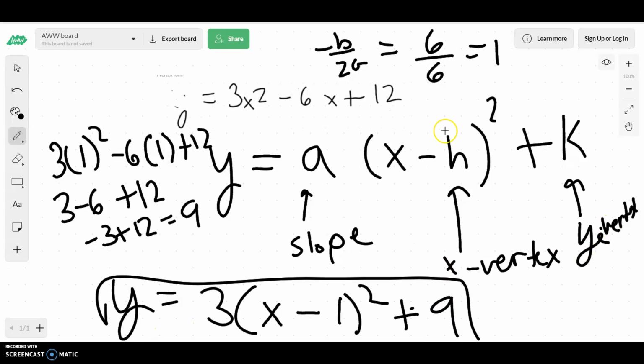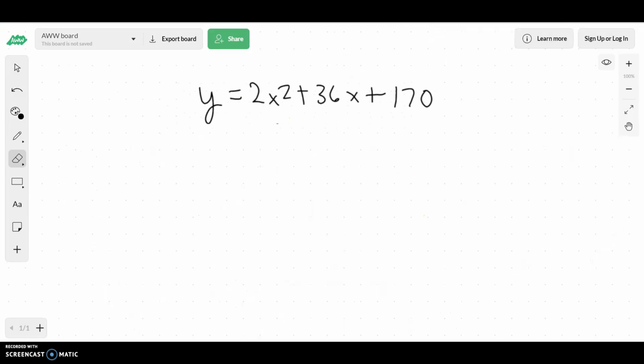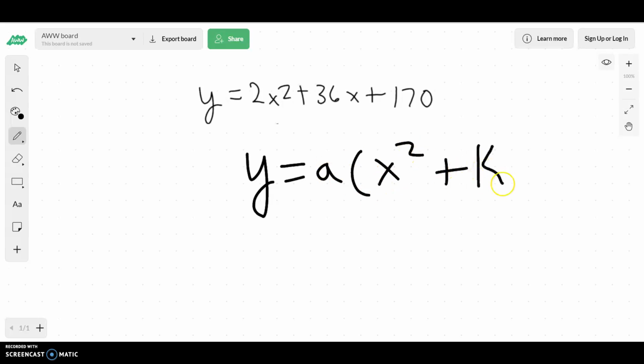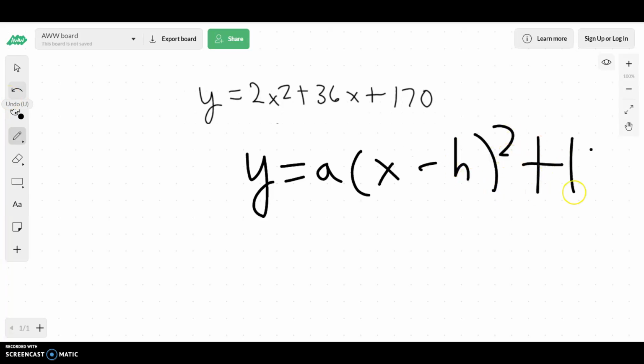Do not make this the same as this. They will not be the same. If you chose that answer choice, that is not good. Don't do that again. This would be the same as the last one, which means you would have to do this equation. Whoops, I'm already messing up my equation. So minus h squared plus k.